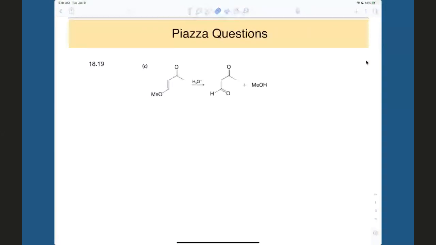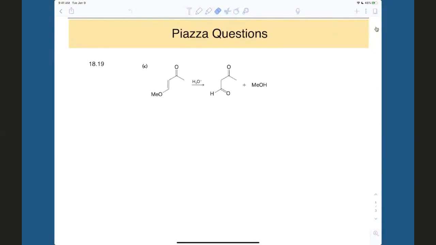So one of the Piazza questions was 18.9C, and it has this alpha beta unsaturated ketone that is attached, has this methoxy group on it, and somewhere it gets converted to an aldehyde. I'm going to mute everyone on entry just so that we don't have any extraneous noise.